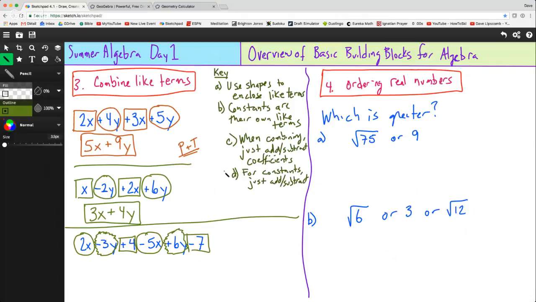So now I've identified my x's. My x's are, I got 2x and a minus 5x. That's negative 3x. I have a negative 3y and a positive 6y. That's positive 3y. And then a 4 and a negative 7 is a minus 3. And I have combined my like terms.